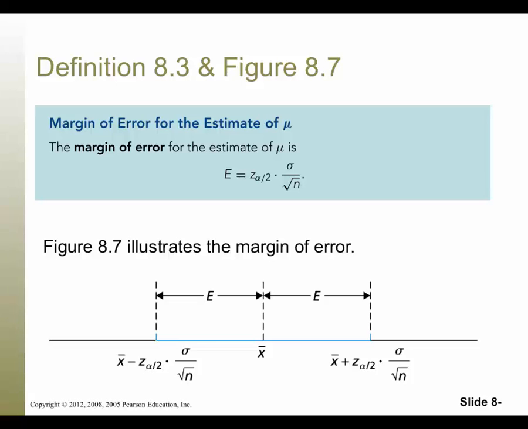So it is simply this: the margin of error is this number of standard deviations that we're adding to and subtracting from the point estimate. You just did that in the last two examples. You had your point estimate, you added a number, and you subtracted a number. That's the margin of error.